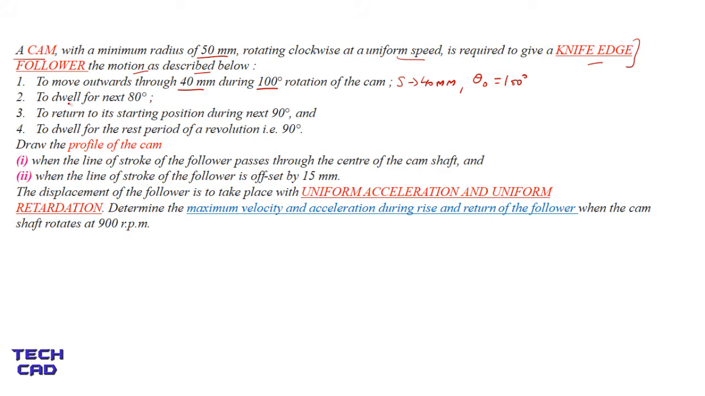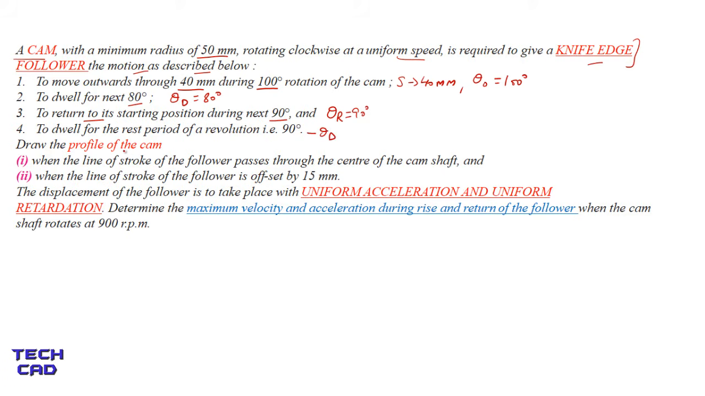The next motion is a dwell for the next 80 degree, meaning theta d is 80 degree. Then it returns to its original position, meaning the follower is returning to its original position and it covers 90 degree. Then again dwell for 90 degree further.